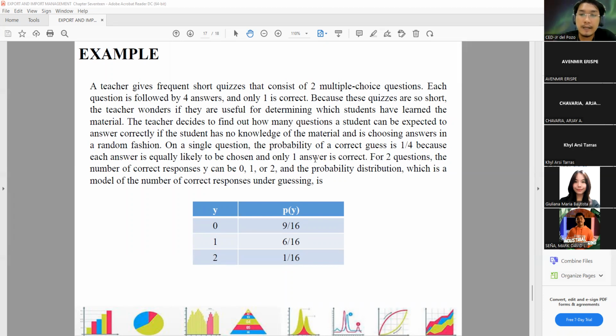Yun muna ang ating tinitingnan lagi. Probability function ba siya? Yes, kasi 9/16 plus 6/16 and 1/16 is equal to 1. Now, how did they get the value of 9/16?